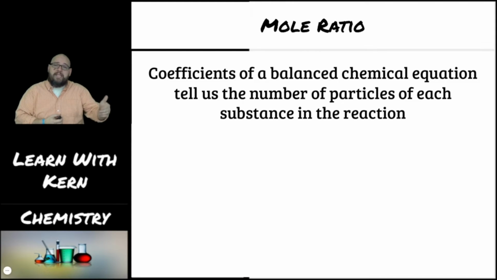They tell us how many atoms or how many molecules of this reactant are needed to make a certain number of molecules of this reactant, or a certain number of atoms of this product. So that's what the coefficients tell us. They tell us the number of atoms and the number of molecules involved in the reaction.